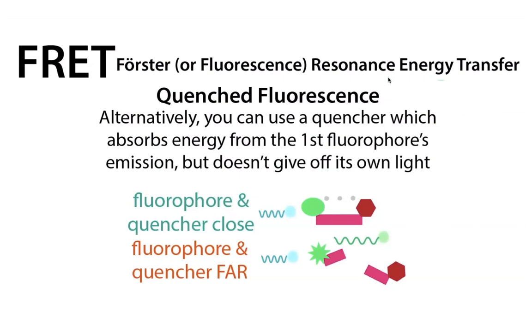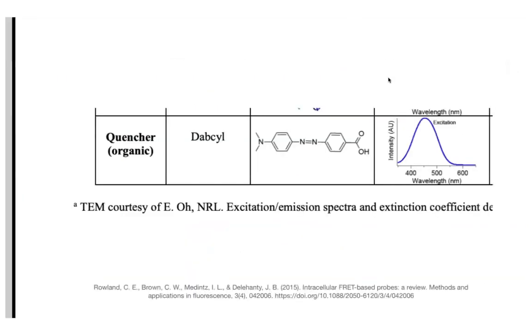So what happens if you shine light that excites the first fluorophore, you're not going to see any emission if they're close together. But if they go apart, then you can see that emission of the first one. Remember, the quencher doesn't have an emission. And then this way you can detect whether the molecules are interacting, whether they got separated, that sort of thing.